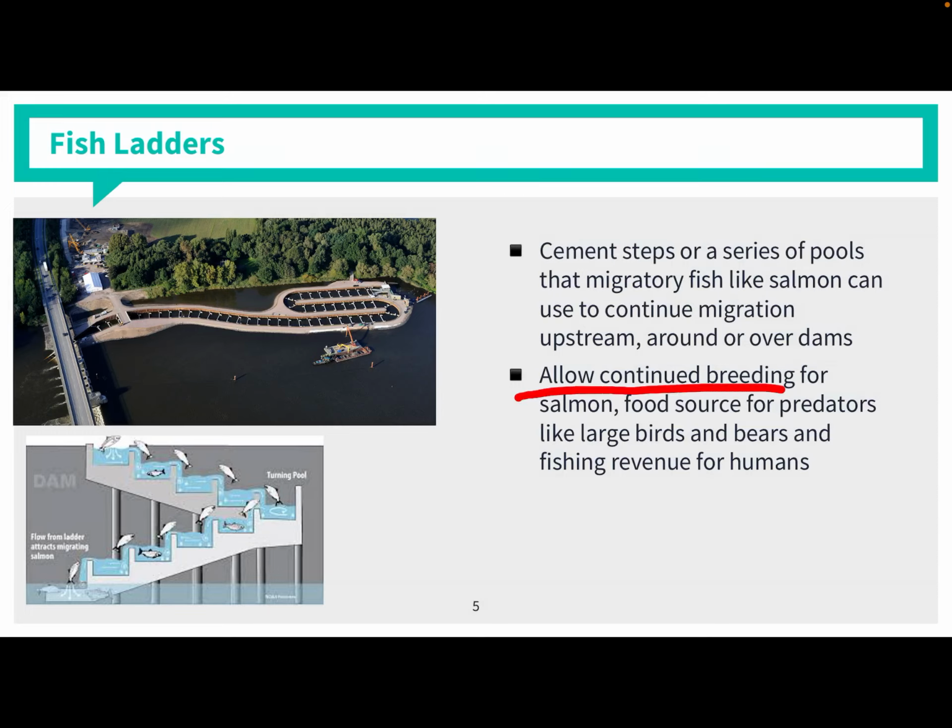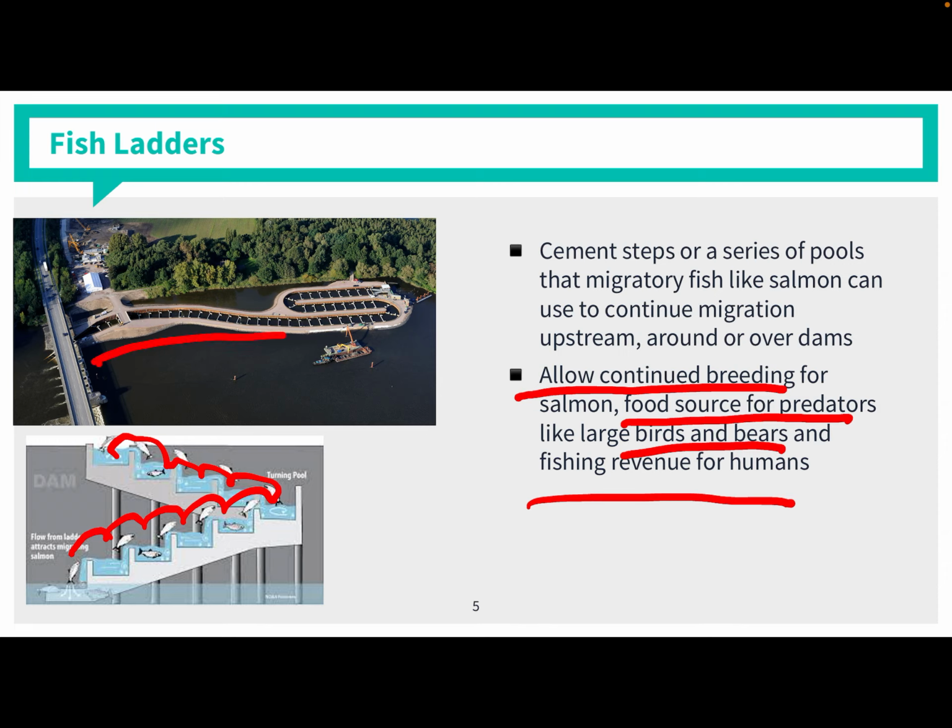Additional impacts is it allows for continued breeding and food sources for the predators like large birds and bears, and fishing revenue for humans. So here is a fish ladder, and you can see these guys just jump right up here, and then it turns and they jump up here. So here is a real world example of a fish ladder that allows the fish to make it up and over the dam. So those are overall impacts of hydroelectric energy.